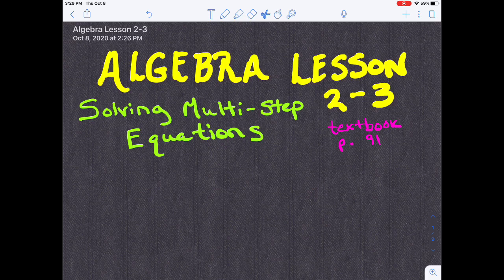I'm actually going to be on page 94 because I think the best way to talk about solving multi-step equations is just to tackle some problems in the book. Feel free to pause the video so you can work them yourself, and then start the video back up and see how you did, or if maybe I can answer some questions. And then when you're done with this, you can go on to do the exercises in ALEX.